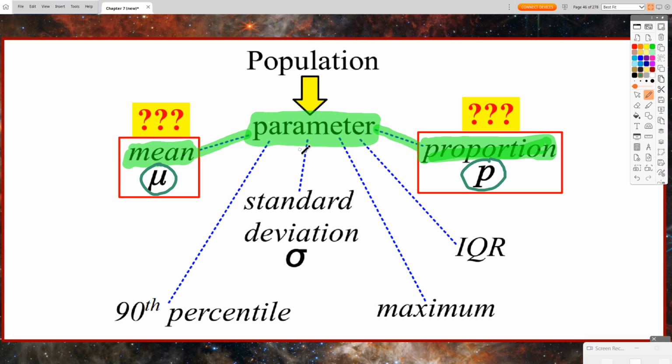Now, there are other things that we could want to know about the population, like maybe the standard deviation, maybe the maximum value of the population, maybe the IQR, maybe the 90th percentile. Literally, any value that you would want to know about a population is referred to as a parameter. Now again, most of the time, we are going to focus our attention on means and proportions. And in this video, we're going to discuss why we're really focused on means and proportions more than any other type of parameter value from the population that we could ask a question about.